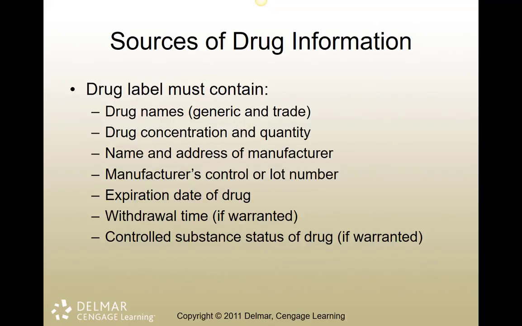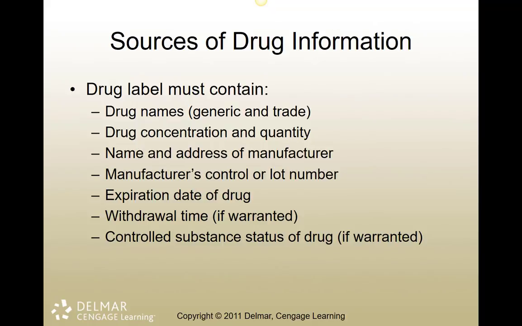Going forward, when we're actually looking at drug labels, there's certain things on the outside of all drugs that have to be there. First is drug name. Both generic and trade name has to be there. Concentration and quantity, so how many mg per tablet it is, how many tablets are in there. Name and address of manufacturer. Manufacturer's control or lot number, expiration date, withdrawal time if it's for food animals, and controlled substance status on the outside.